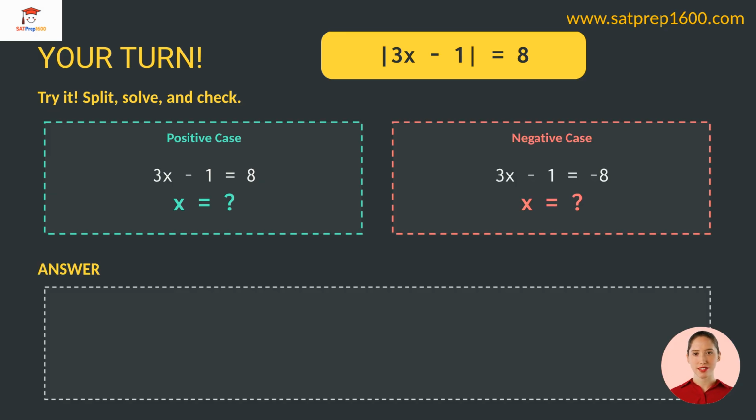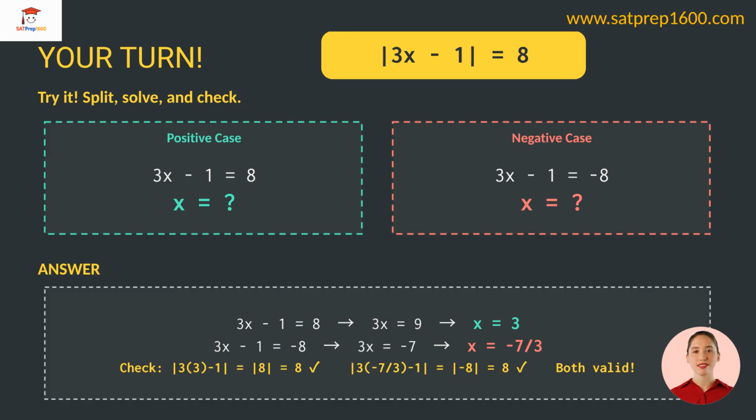Ready for the answer? The positive case gives us 3x minus 1 equals 8. So 3x equals 9 and x equals 3. The negative case gives us 3x minus 1 equals negative 8. So 3x equals negative 7 and x equals negative 7 over 3.